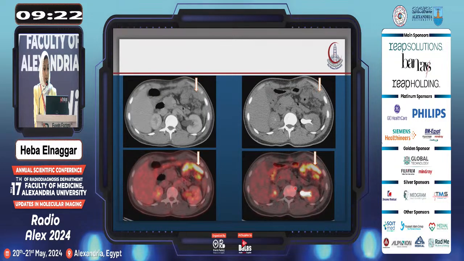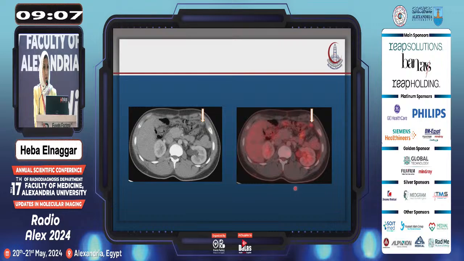We asked for the delayed scan, and there is tracer fixation at the same exact point with increase in the FDG avidity, and it was reported as a peritoneal deposit. This patient received chemotherapy and was referred for follow-up after 3 months, and here you can see the dramatic response of the peritoneal deposit, now small in size, 1 centimeter, and showing low-grade FDG avidity compared to the pre-therapy uptake. So this case was reported as excellent metabolic response to therapy.